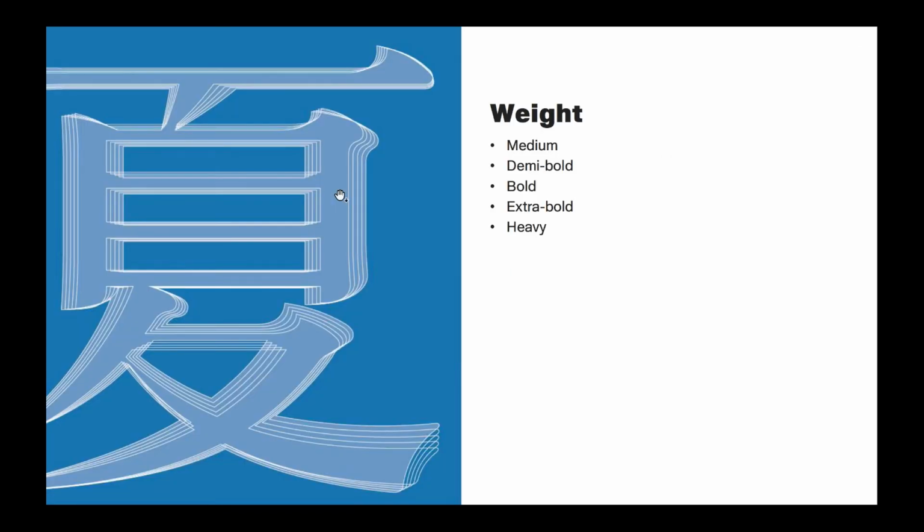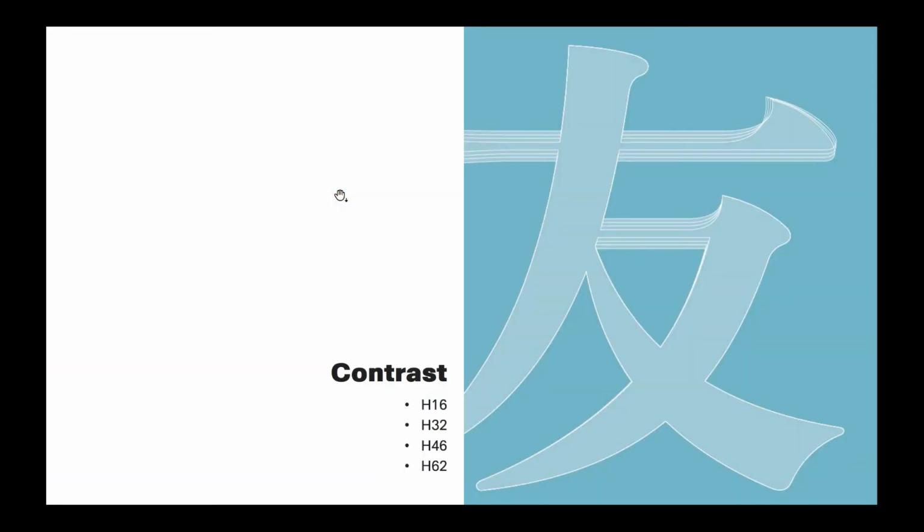We start from the weight. And then the contrast. I've been talking about the features of SongTi MingTi. It has higher contrast on its horizontal and vertical strokes. The horizontal strokes are always thinner. In the past, when we create a font, the stem width of horizontal strokes had only one strategy that didn't allow it to be used in different occasions.